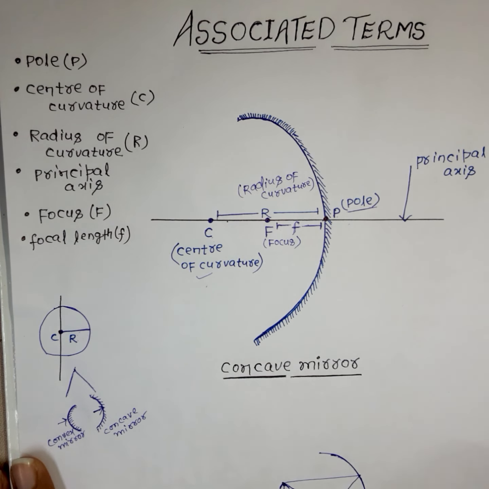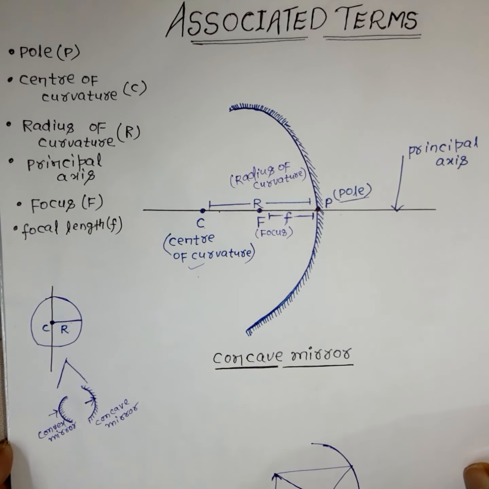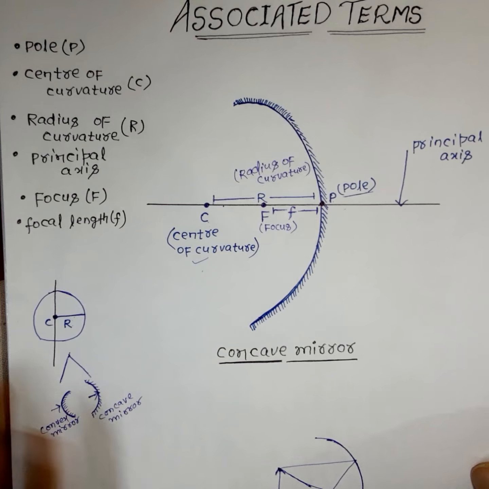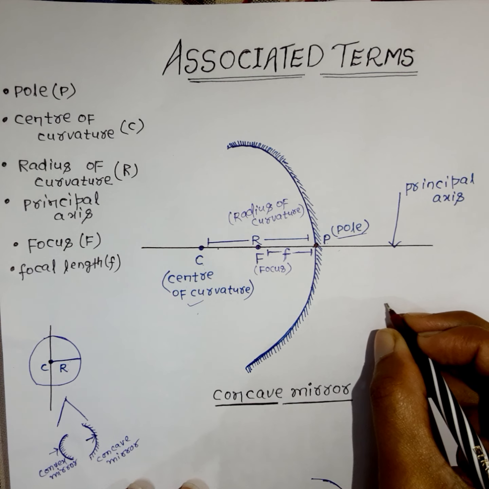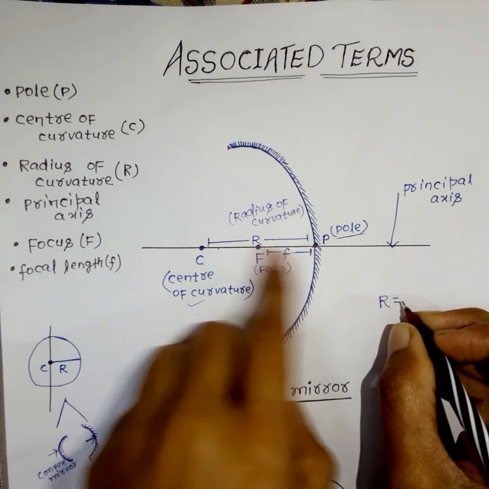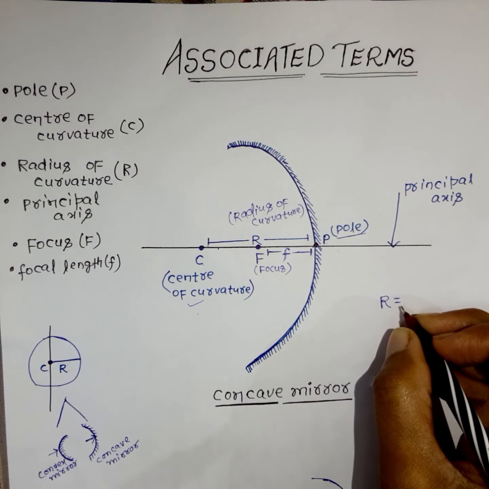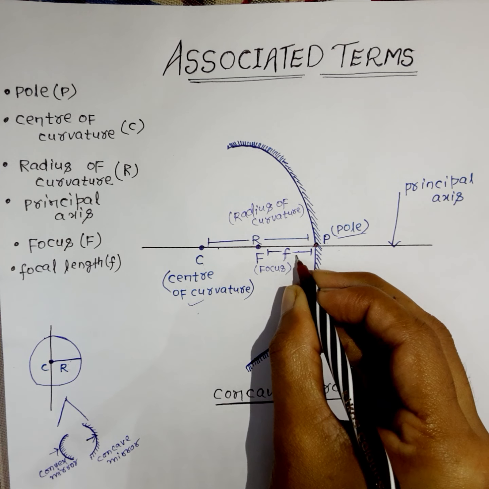Okay. Then we can derive one equation from these associated terms, like R, that is the radius of curvature. This is the radius of curvature, and this is F.